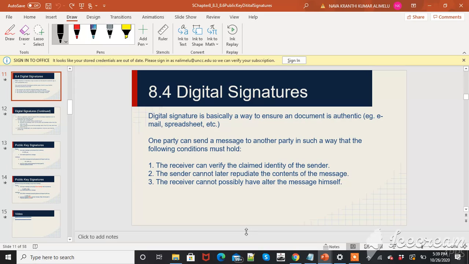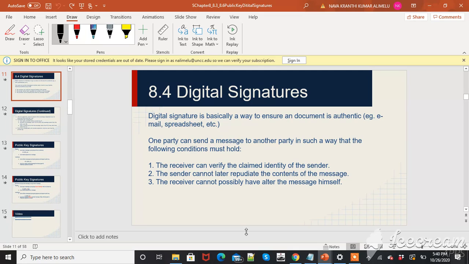When you, the server, digitally sign a document, you add a one-way hash of the message content using your public and private key pair. In other words, a digital signature is basically a way to ensure a document is authentic or not. Basically, a sender or a receiver should follow three steps to maintain the security of a digital signature.